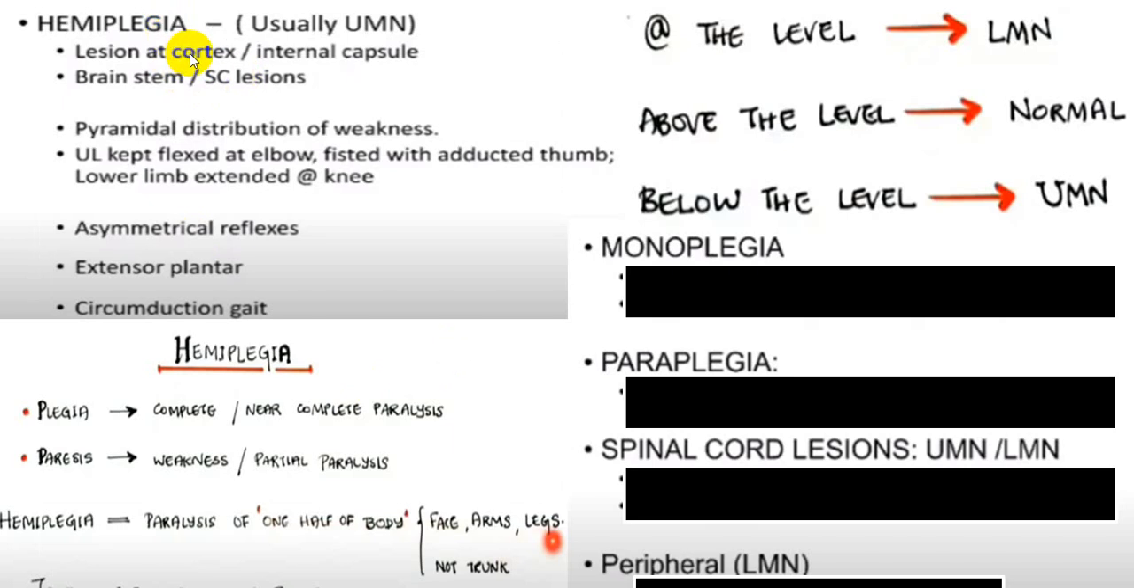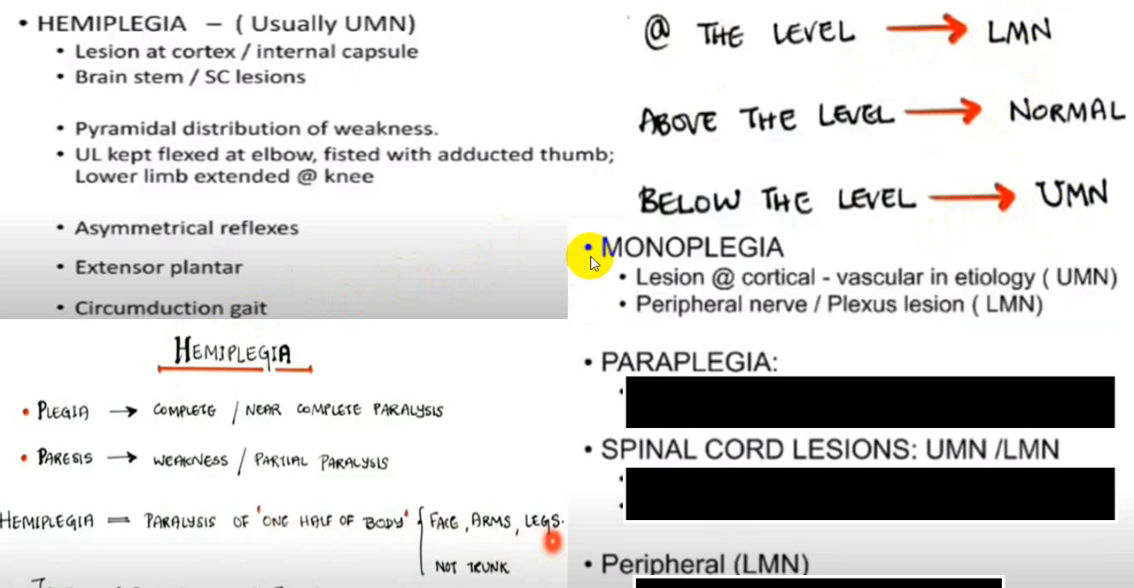So when there is a lesion at cortex or internal capsule or brainstem or spinal cord, you can have an upper motor neuron lesion, where depending upon the site of the lesion, below the lesion you will have upper motor neuron findings, we have already mentioned those. Plantar will be extensor and the person will have a circumduction gait. So this will be very, very typical. At the level you will have a lower motor neuron damage, above the level it will be normal, and below the level of pyramidal tract damage it will always be upper motor neuron findings.